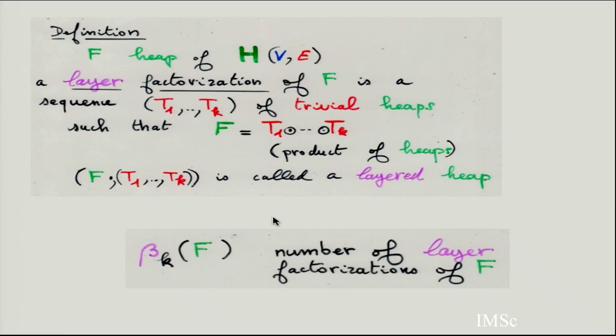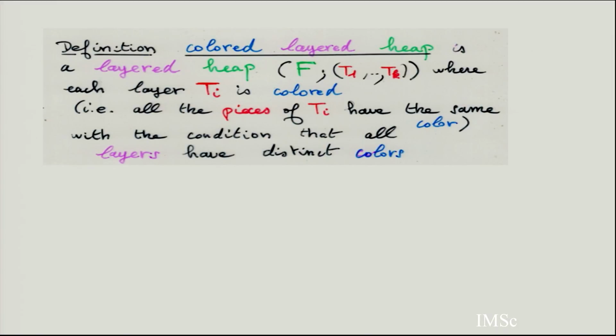So now I am going to put some colors, because my layers come from the coloring of the graph. So let's define a color layered heap. It's a layered heap, so there is a sequence of trivial heaps, such that each layer is colored. Coloring a layer means that all the pieces of the same layer, Ti, have the same color, but the condition is that all layers have distinct colors. At each level, there is a different color. No color appears at two levels. Everybody in the same layer, at the same level, has the same color.